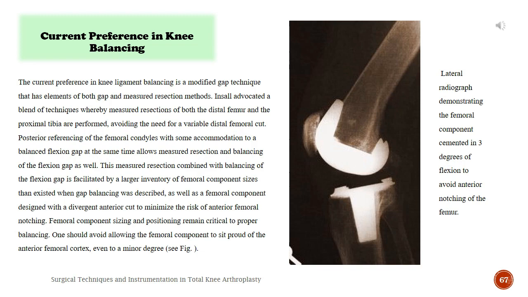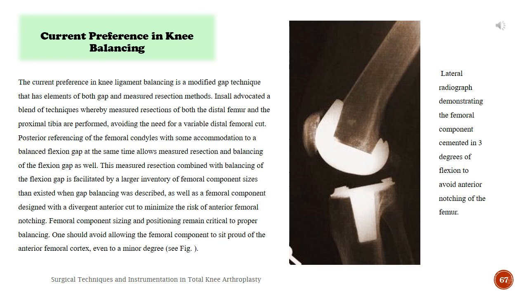Posterior referencing of the femoral condyles with some accommodation to a balanced flexion gap at the same time allows measured resection and balancing of the flexion gap as well. This measured resection combined with the balancing of the flexion gap is facilitated by a larger inventory of femoral component sizes than existed when gap balancing was described, as well as a femoral component designed with a divergent anterior cut to minimize the risk of anterior femoral notching.